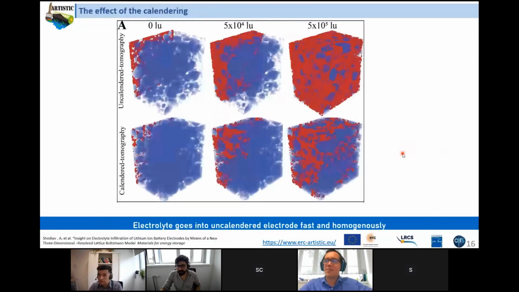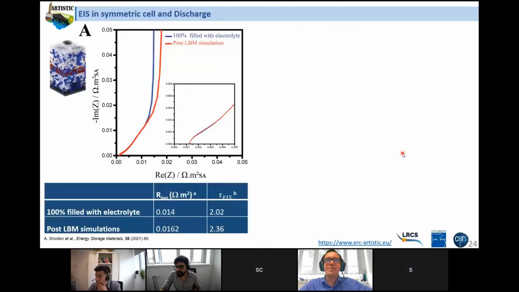Fantastic. Here we have another question by Hannah Tirir Govena, who asks: you mentioned that electrolytes go into uncalendered electrodes fast, and at the same time, you mentioned calendering of the electrodes will lead to smaller pore size. How can you relate this?